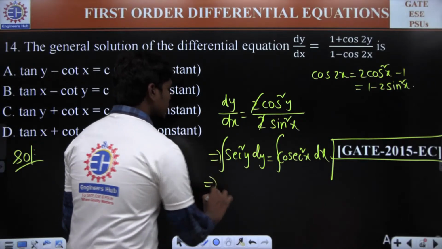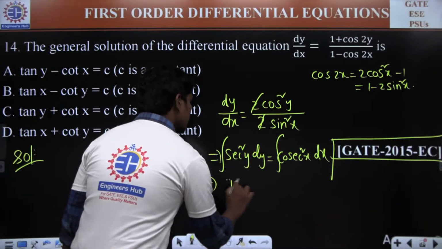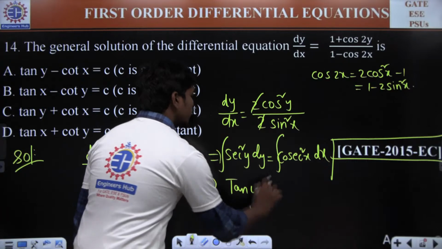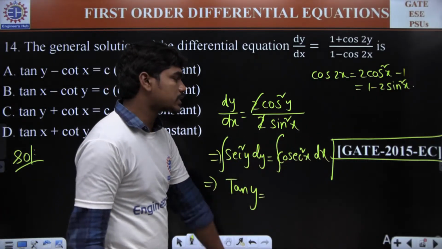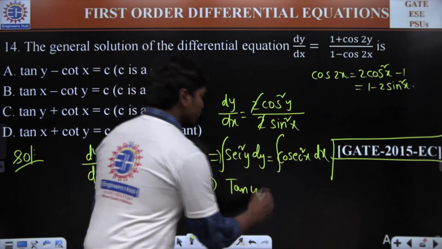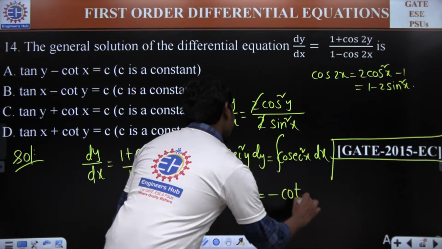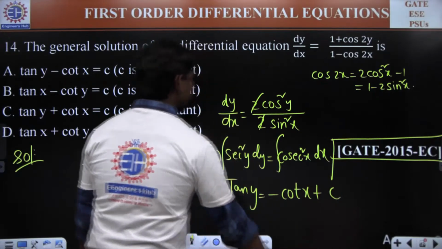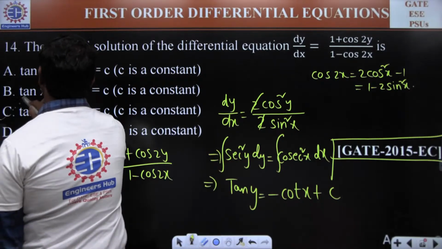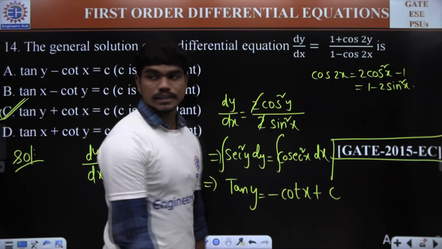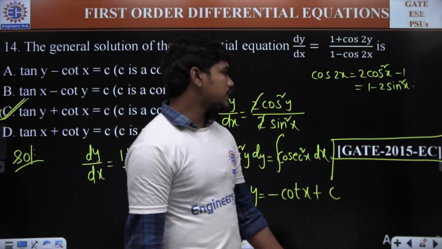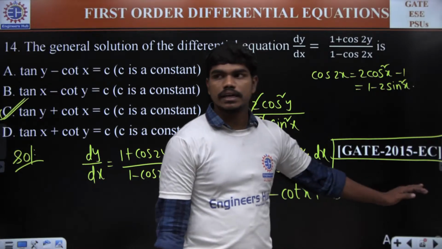So this implies integration of secant square y is tan y, equal to integration of cosecant square x. Differentiation of cot x is minus cosecant square x, so integration of cosecant square x is minus cot x plus constant. So this implies tan y plus cot x is equal to some constant, which is in option C. Yes, C is the correct answer. See, all these are simple questions, but they are all previous GATE questions.